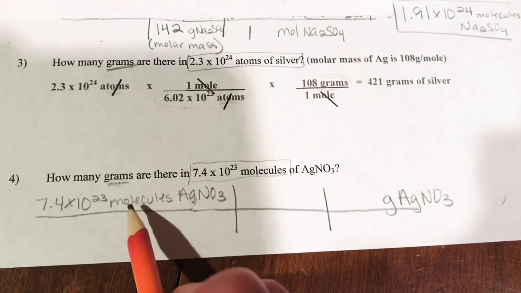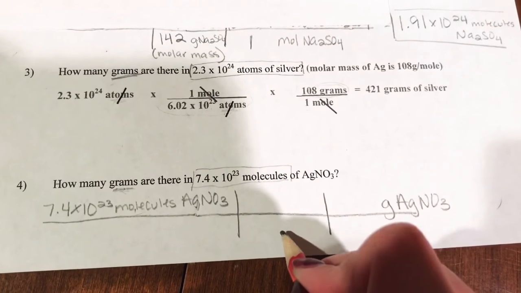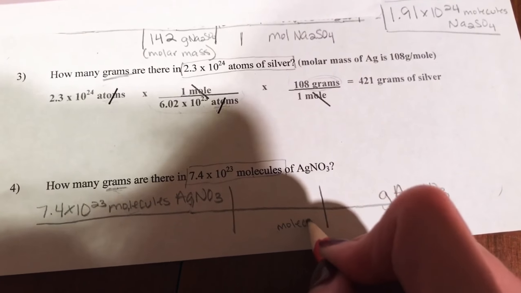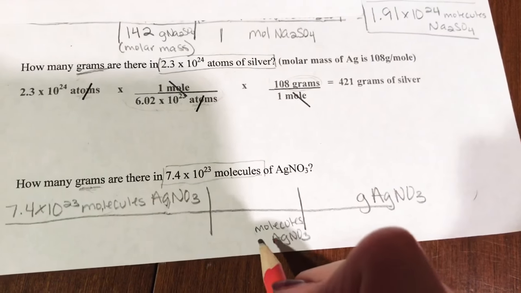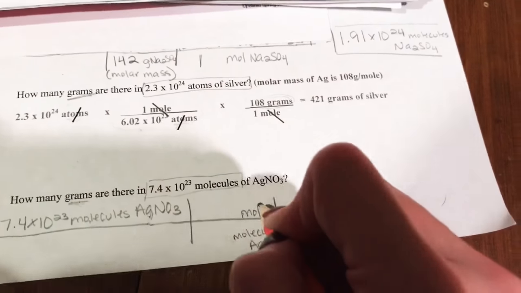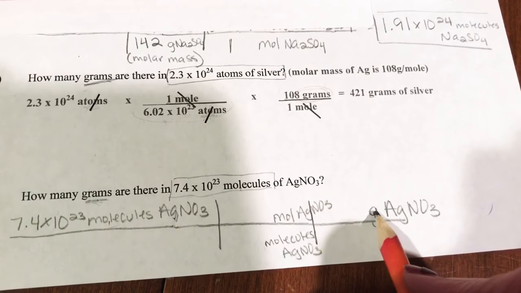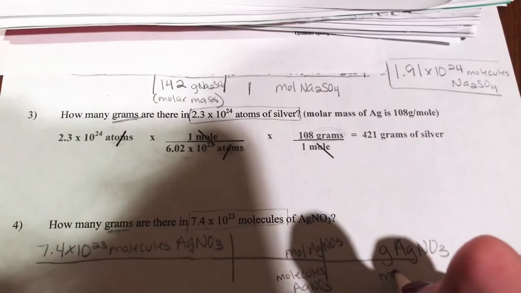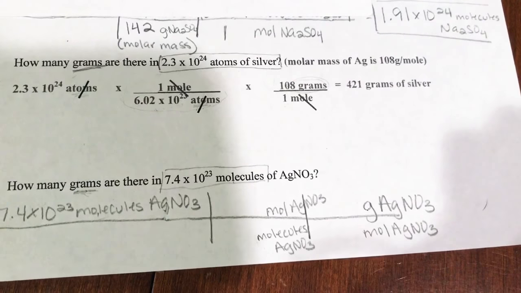Now, in order to get there, I'm starting in molecules, so I have to get rid of my molecules. Whatever we're trying to get rid of goes on the bottom. So molecules is going to go right here on the left-hand side on the bottom. Molecules, AgNO3. And then we have a conversion factor that allows us to go from molecules to moles. So moles goes up top. Now I'm at moles. I need to get to grams. In order to go from moles to grams, I have to divide by moles. So moles of AgNO3 goes down here. And we said grams is what we're trying to find, so that goes up top.